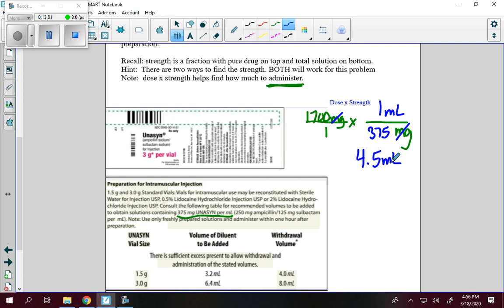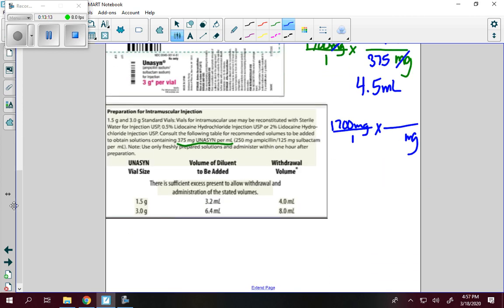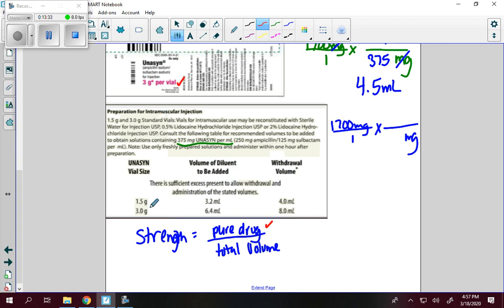But again, I said there are 2 ways, right? That's the first way, because that was the easiest one for me, 1,700 milligrams times, and I need milligrams down here. I need a strength. The strength of the drug would be the amount of pure drug, so strength is the amount of pure drug for total volume. Or sometimes we say total solution. The amount of pure drug in this vial is 3 grams. So I'm going to base it on my information here. So this is the 3 gram vial, so it's 3 grams of pure drug over my total volume.